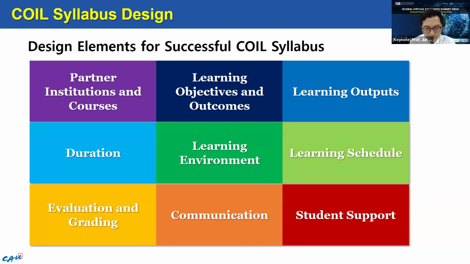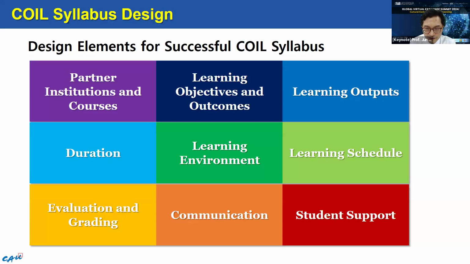The syllabus should include the names of the partner universities, the names of the courses, and the names of the professors in charge. That's for sure, right? And the second one is learning objectives and outcomes. A clear description of the focus of the joint project, as I told you previously, and what could be the shared learning outcomes.